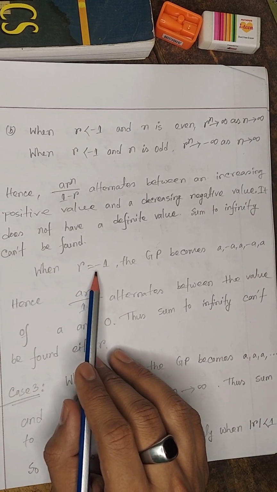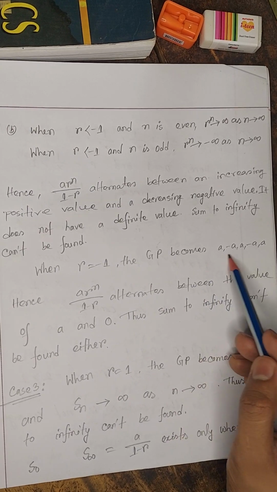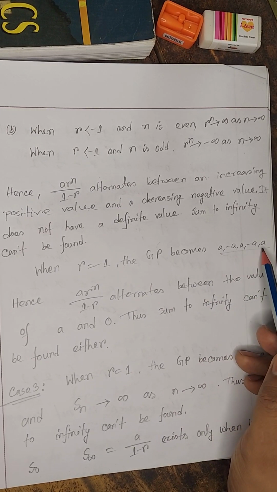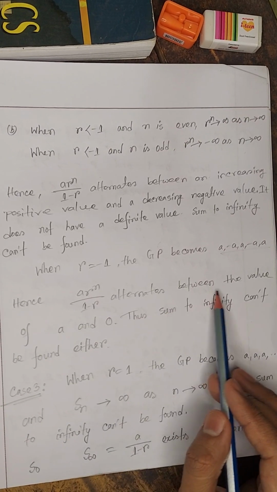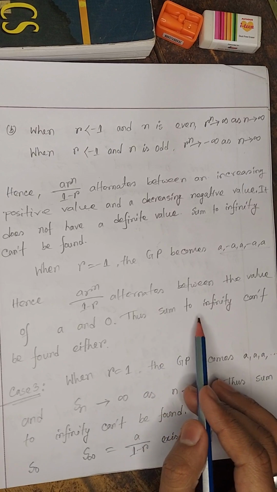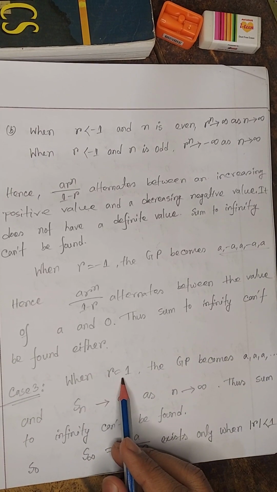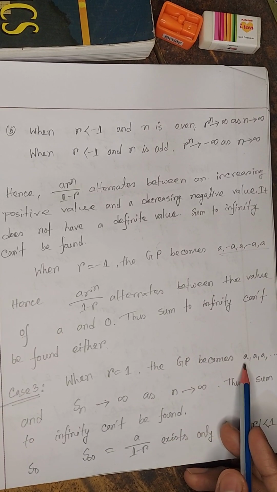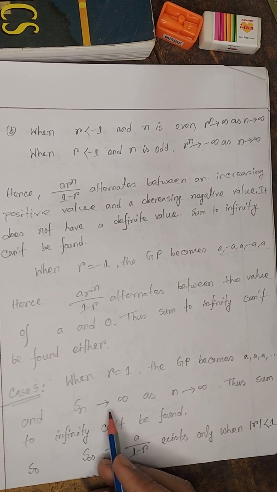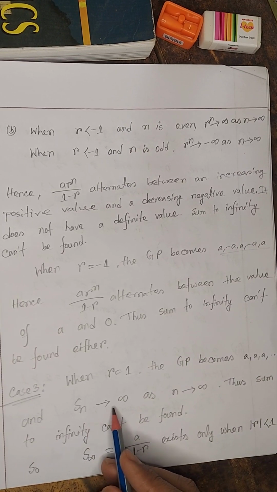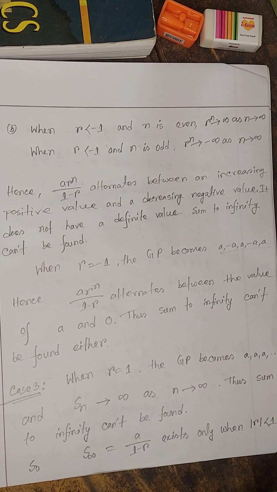But when r is equal to minus 1, the geometric progression becomes a, minus a, a, minus a. That means the sum alternates between the value of a and 0. Thus the sum to infinity cannot be found either. But what will happen when r is 1? The progression becomes a, a, a, and the sum of n terms will be infinity as n tends to infinity. Thus the sum to infinity cannot be found.